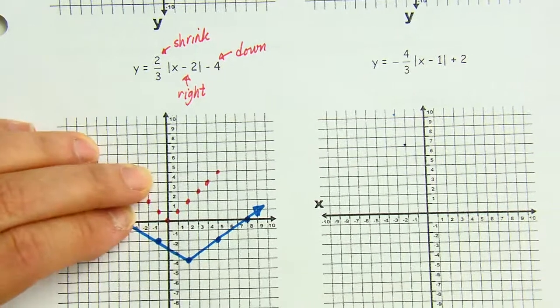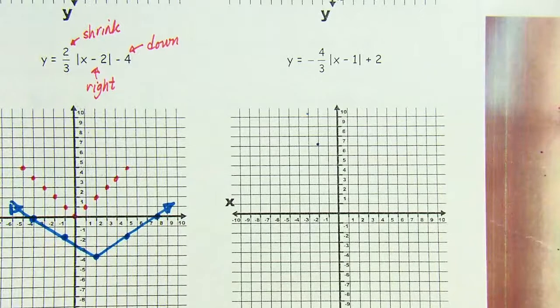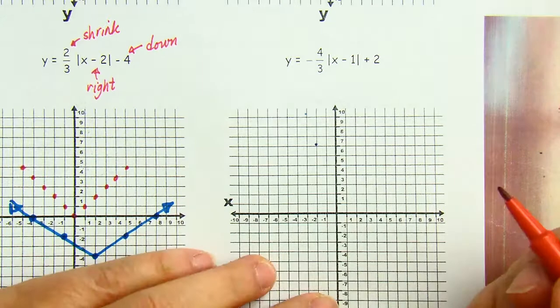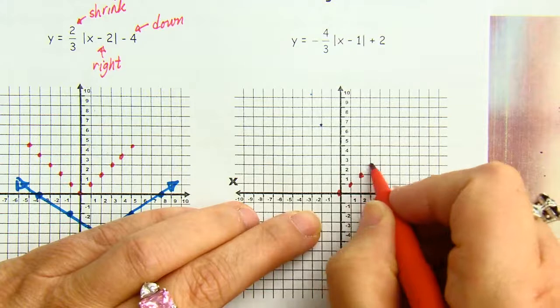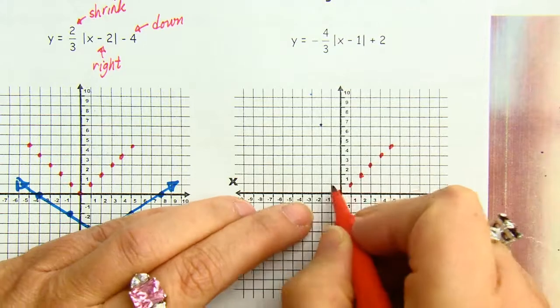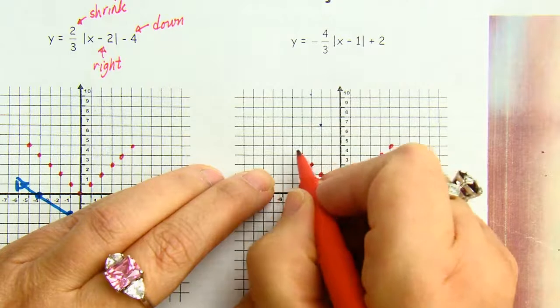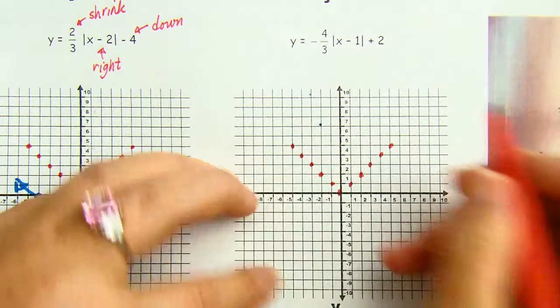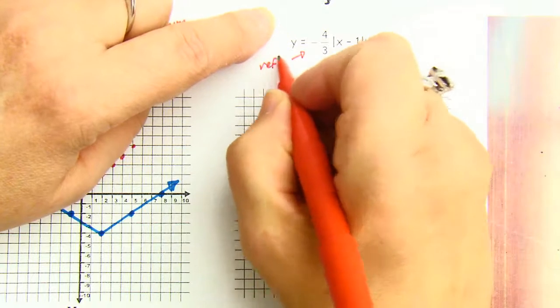We will do one more. y equals -4/3 times the absolute value of x minus 1 plus 2. We want to quickly graph this. Well, first of all, I'm going to graph the parent function. And then I'm going to figure out where this thing is moving on the coordinate plane. Well, I know I'm upside down. So that's my reflect.